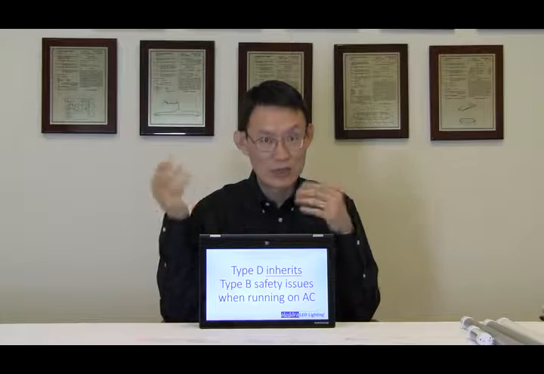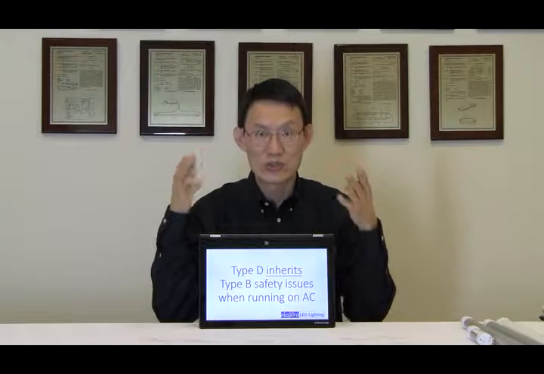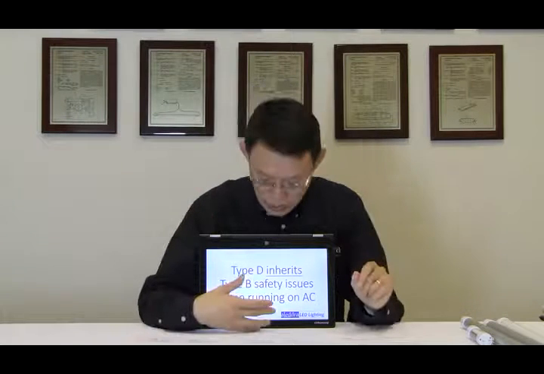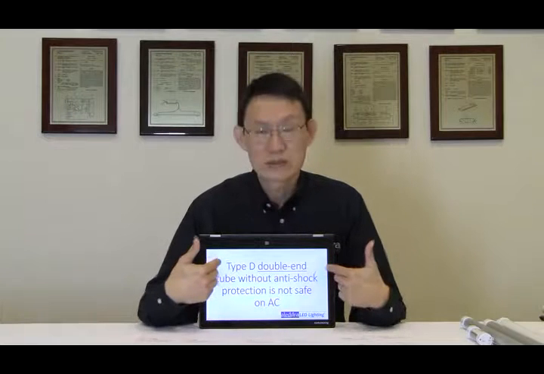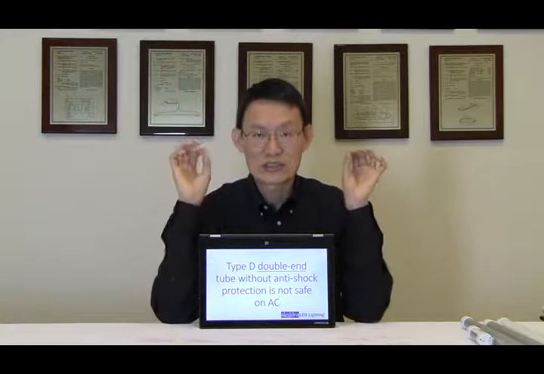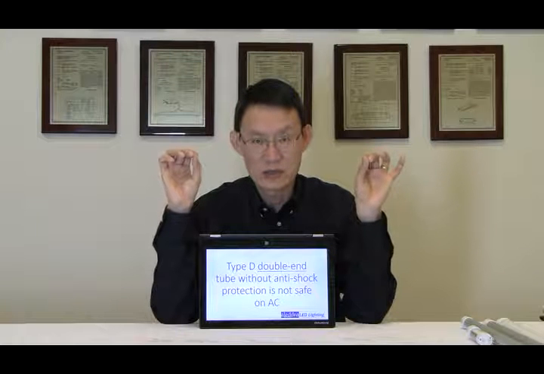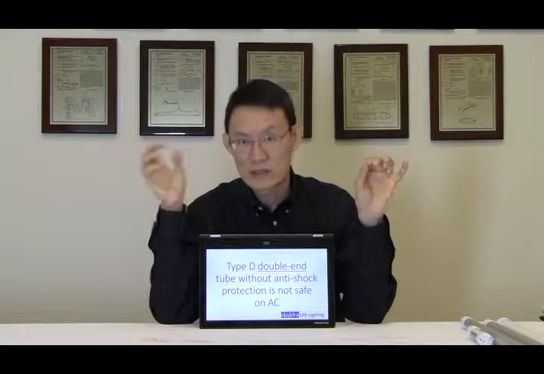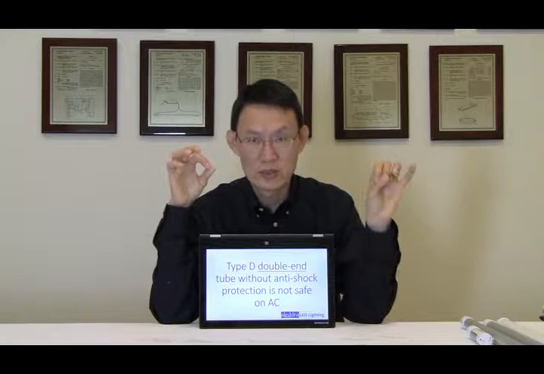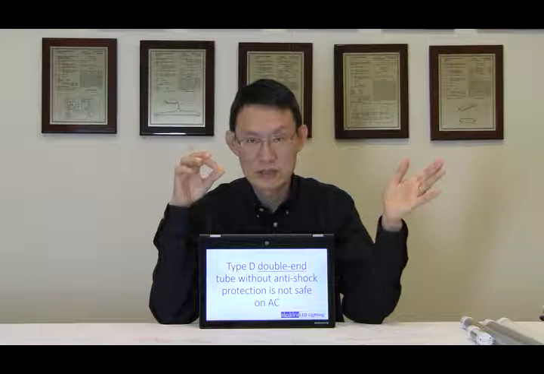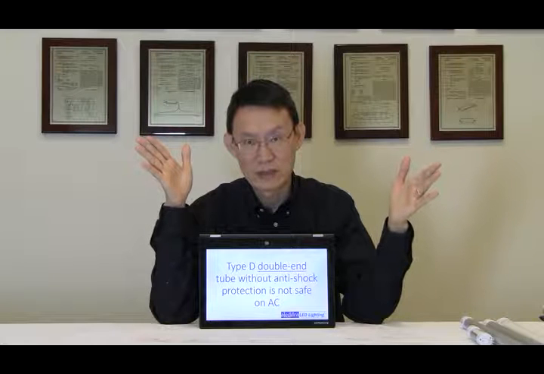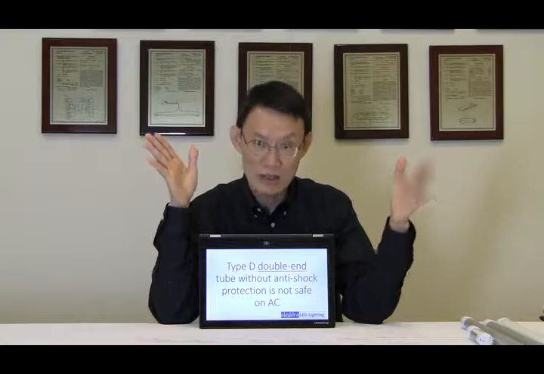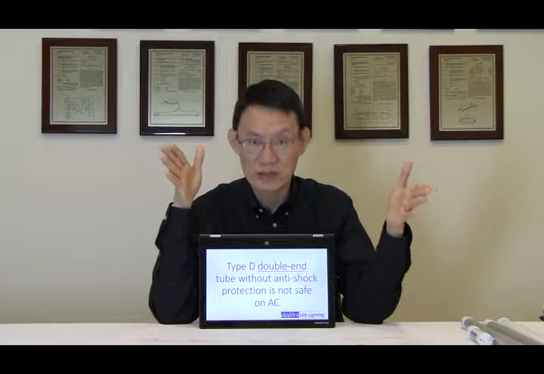Which means he could treat the ballast however he likes, or however he used to treat it. So that's where the potential issue or danger is. With type D tube, that is double end wire on line voltage, if the generator puts the tube into the socket without turning the power off and touches the other end of the bipin, you may get shocked if the type D tube doesn't have anti-shock protection.